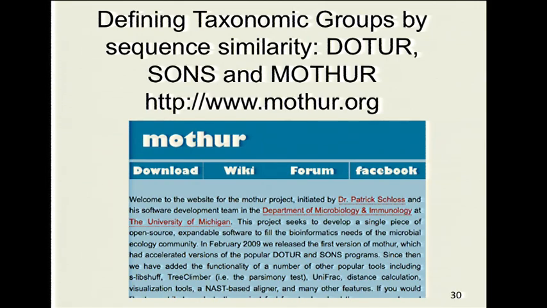But Mother will take your sequences and, once you have that phylogenetic tree, group them based on which sequences are similar to each other. You can set that similarity and say, I want the groups to be 99% identical, or I want them to be 97% identical. Again, it depends on what level of specificity you want. A lot of our projects will look at 99%. Other projects will look at 98 or 97%.